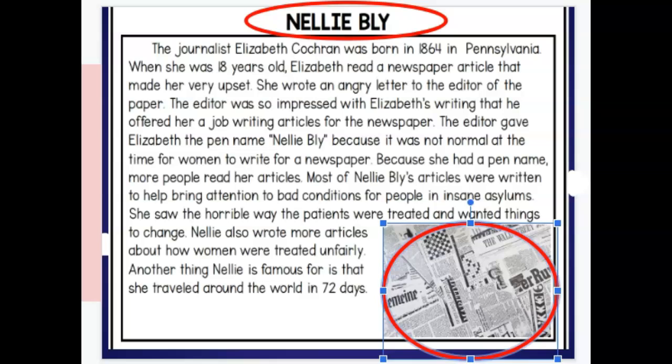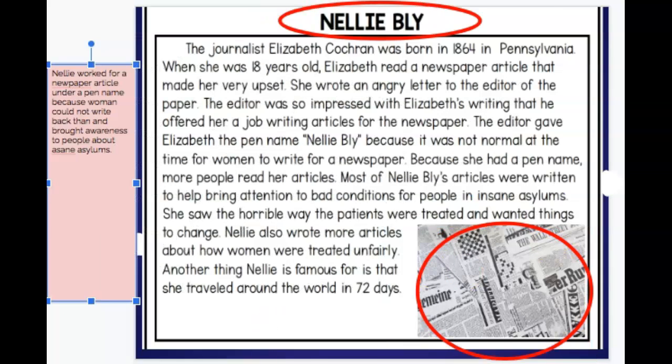Most of Nellie Bly's articles were written to help bring attention to bad conditions for people in insane asylums. She saw the horrible ways that the patients were treated and wanted things to change. Nellie also wrote more articles about how women were treated unfairly. Another thing Nellie is famous for is that she traveled around the world in 72 days. Listed on the side here, Nellie worked for a newspaper under a pen name because women could not write back then, and brought awareness to people about insane asylums.